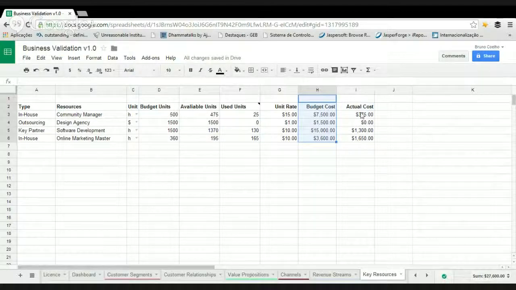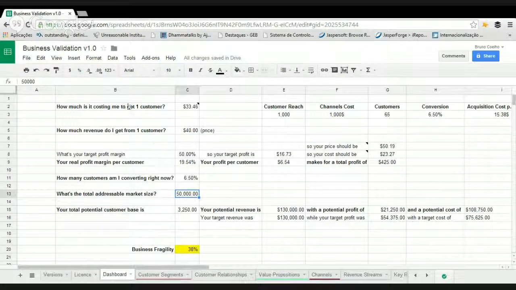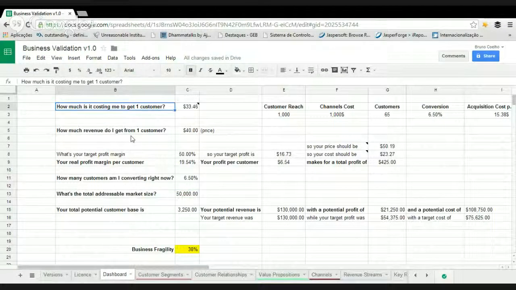So the budget cost and the actual cost give you the view to control how much each resource is costing you. So I hope that you see how valuable this is in getting the answers that you need to understand how much you should invest in marketing, how much you should invest in getting customers. And I hope that you can take this information with you and just apply it in your business and have a ton of fun and hopefully earn some money while doing it.